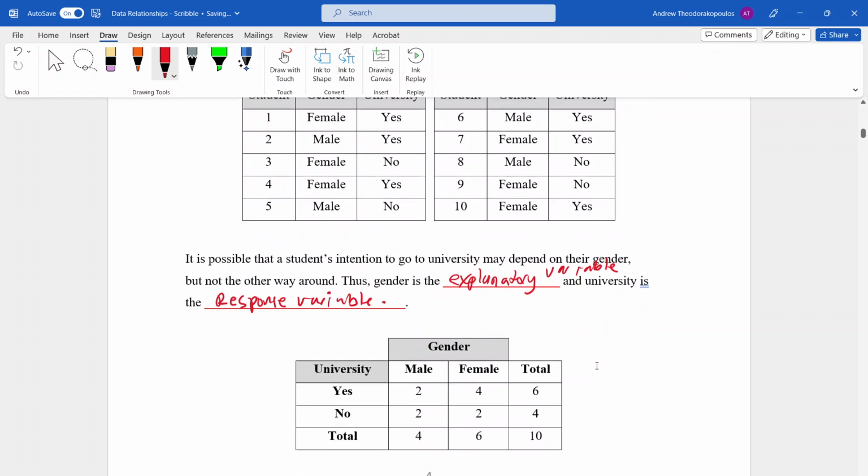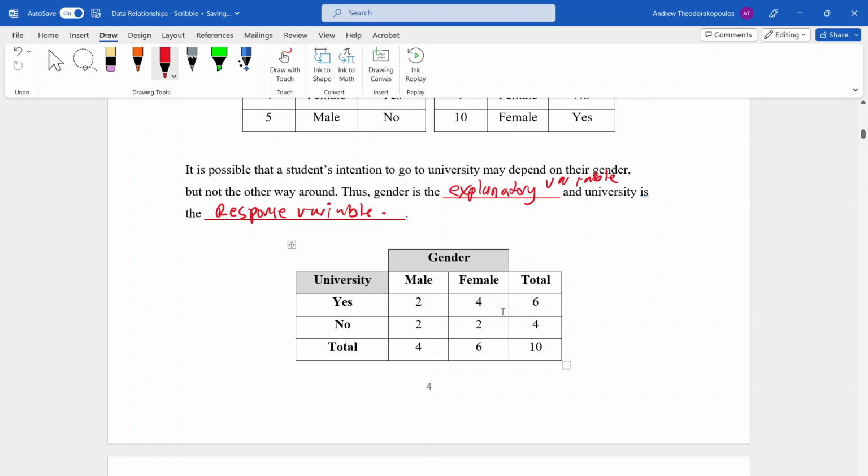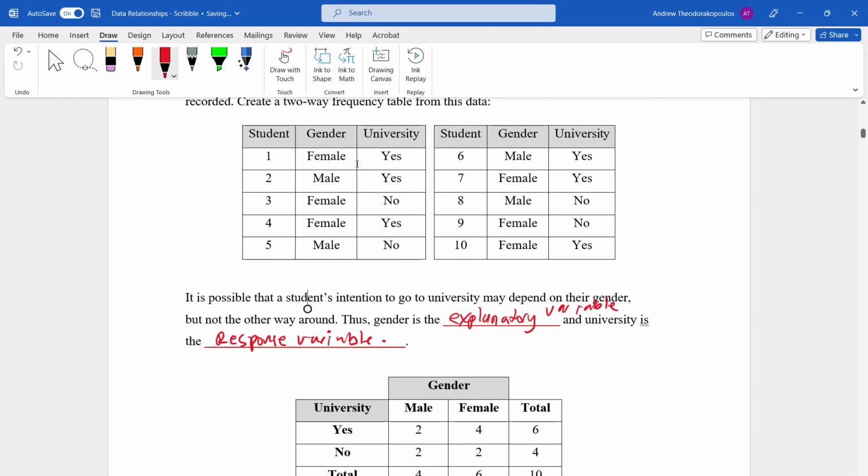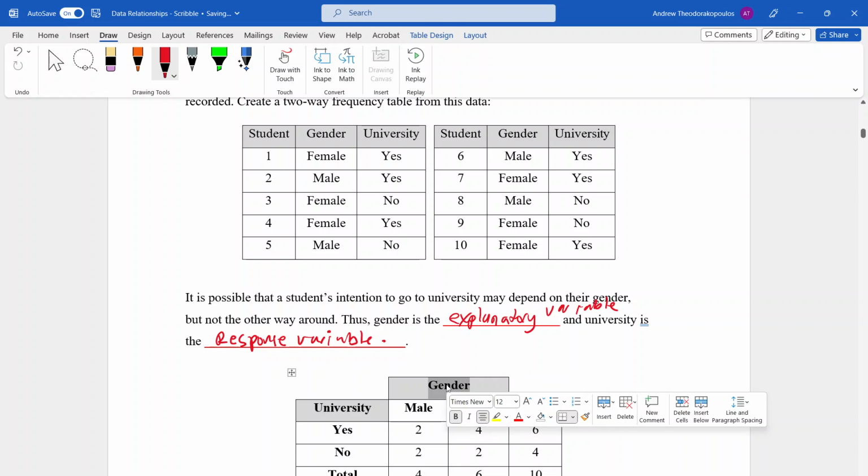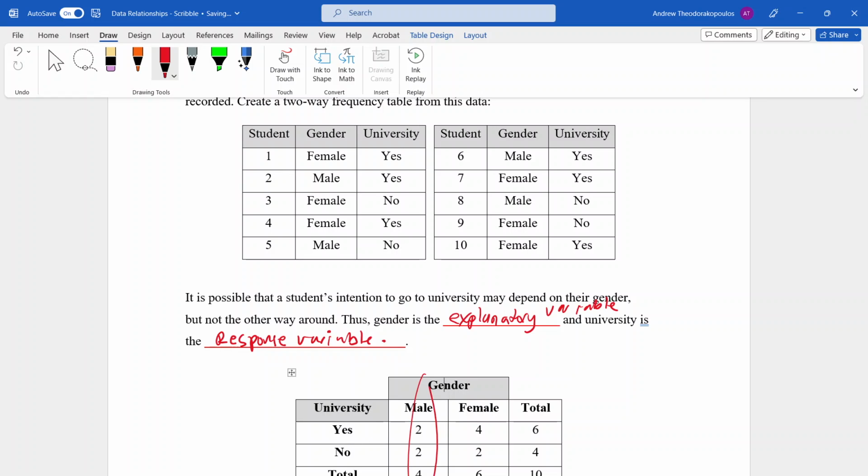Okay, you can put EV and RV if you want there. Okay, so here we go. So what we've done now to break this down: gender is the explanatory variable, and that's why it's here, and they're the two columns. So the explanatory variables should be the two columns, and therefore whether or not they go to university are the two rows.